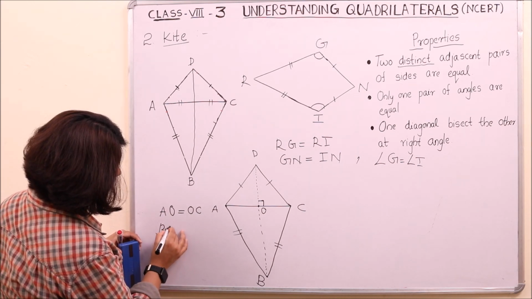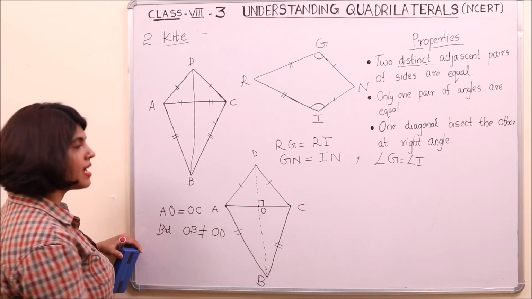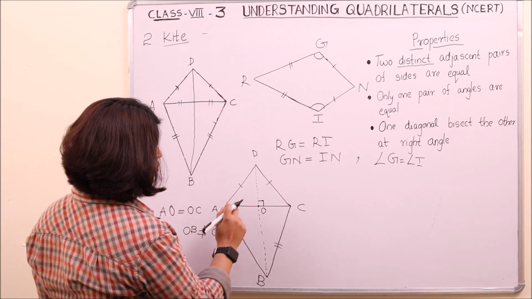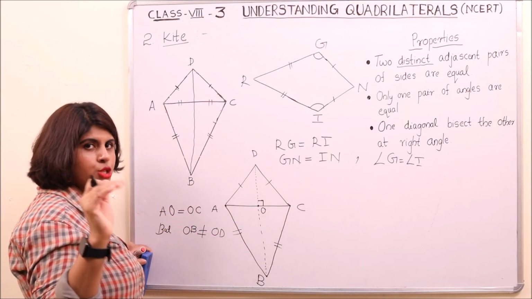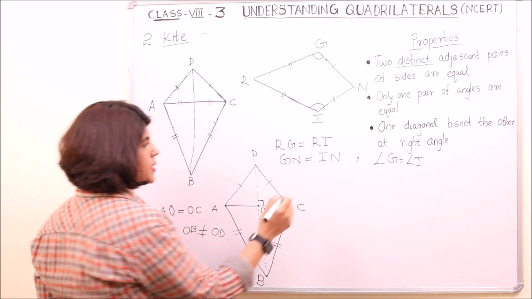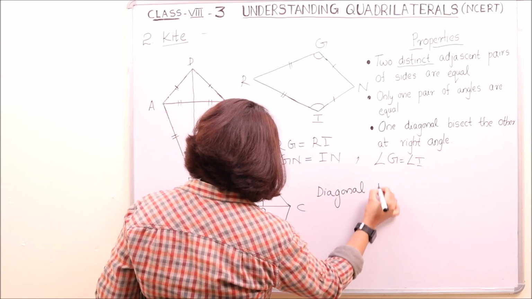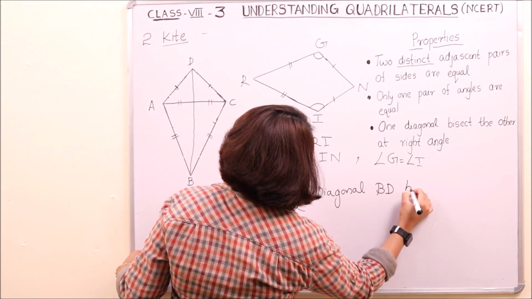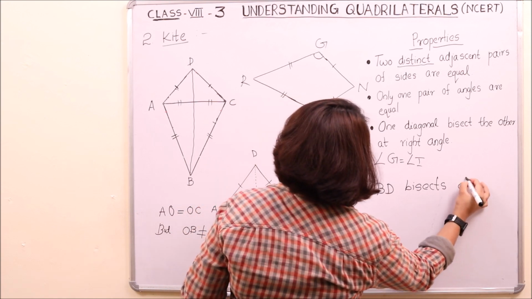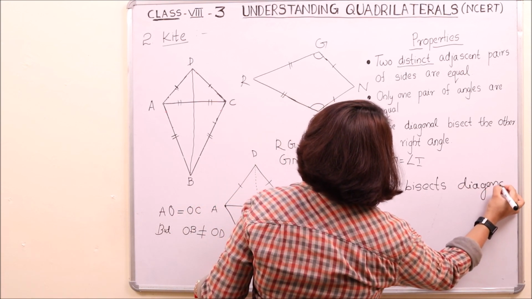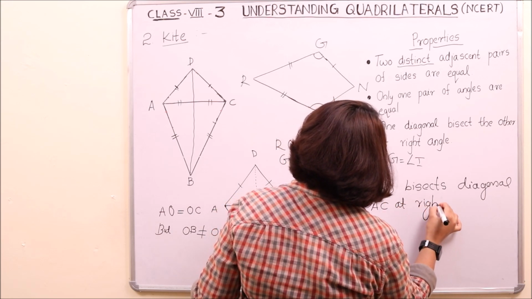But here OB not equal to OD, right? So that's why we can say only one diagonal, the BD, bisects the other diagonal AC into two halves, two parts. That is, we can say diagonal BD bisects diagonal AC at a right angle.